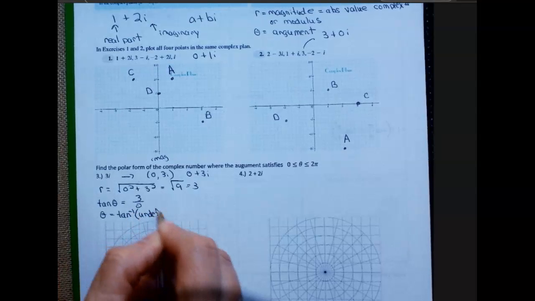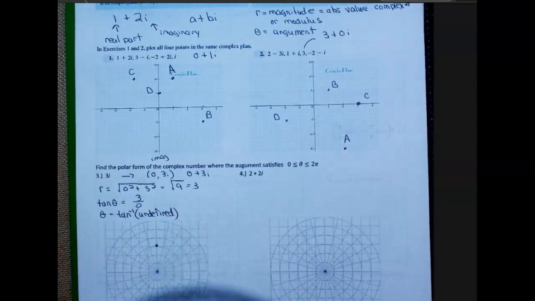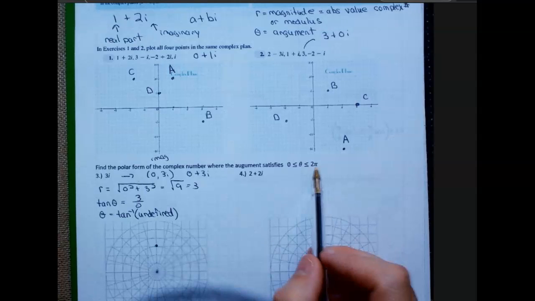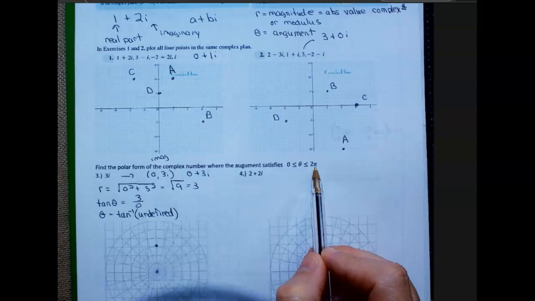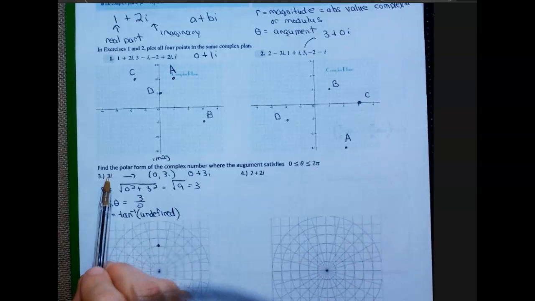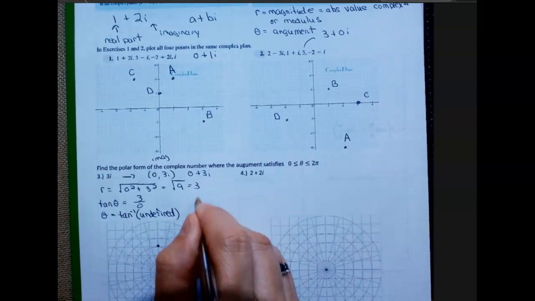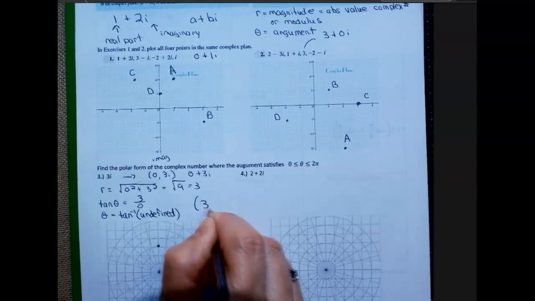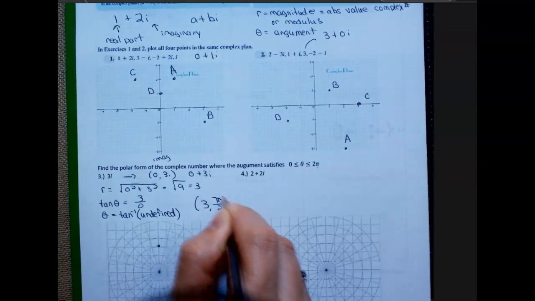So we're going back to the unit circle, so you might have that handy. When is the tangent undefined? It's undefined at 90 degrees, or if you notice it's in radians, which would be at pi over 2. So this number in polar form would be 3 comma pi over 2.